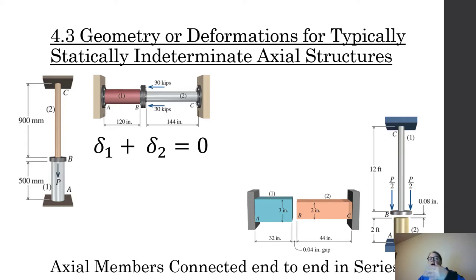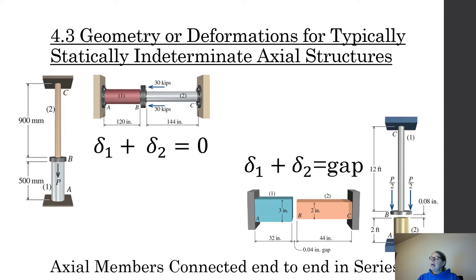And now I have to figure out how that force is being shared between CB and BA, because they're different materials. They have different diameters. They're going to behave differently. We can't just say that they're carrying the same amount. So in this case, because I have a gap in there, I can say delta 1 plus delta 2 equals the gap. I'm going to be moving delta 2. It's going to be elongating, and then at some point we're going to be hitting BA and something's going to happen in there.